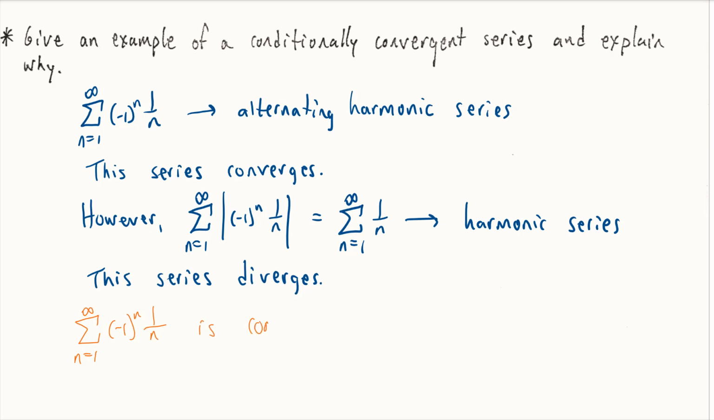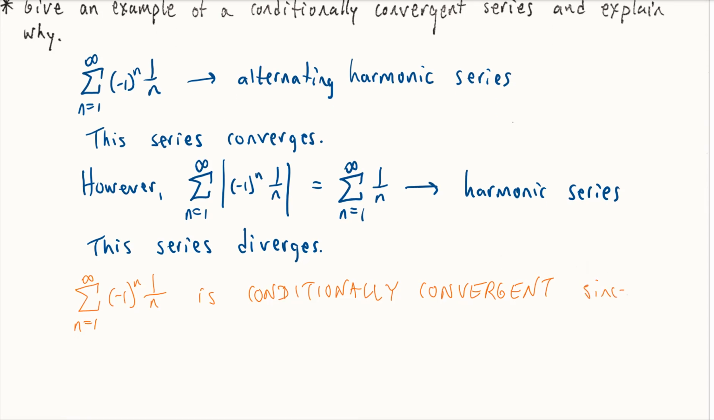is conditionally convergent since it only converges with the condition that it alternates. I mean, that's where the name comes from. We need that condition of alternating for it to converge.